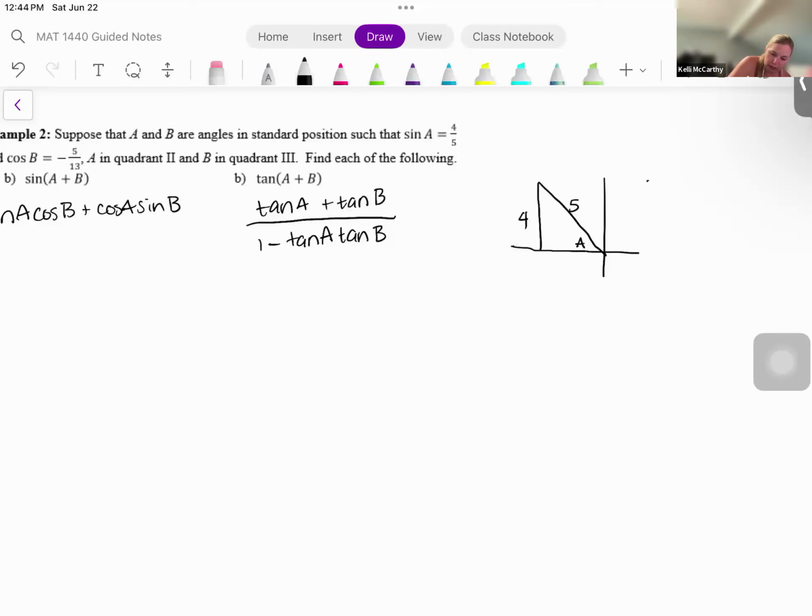So we have 5 squared or 25 is equal to some x value squared plus 4 squared or 16. Subtracting 16 from both sides, x squared is 9. And then x here, when we take the square root of 9, we actually get 2 roots, +3 and -3. But because of the position of this triangle, x is going to be -3.